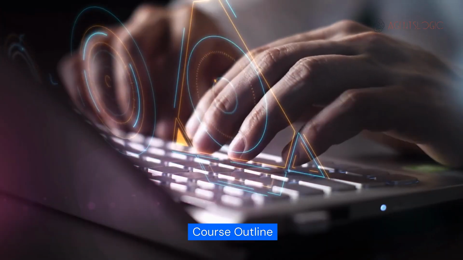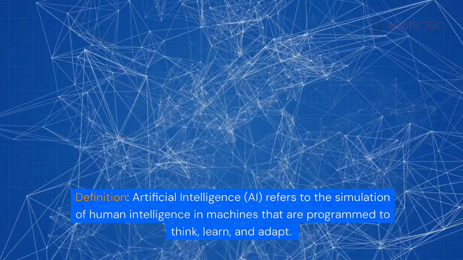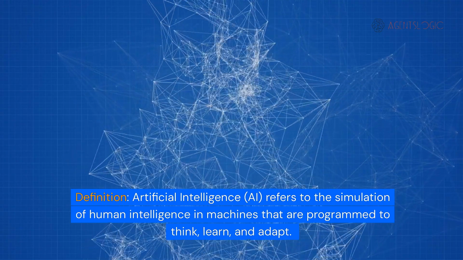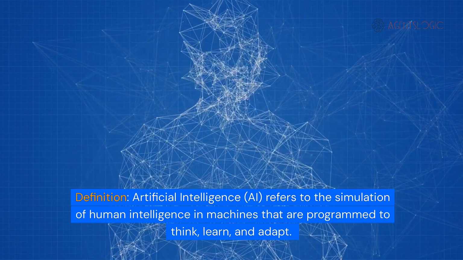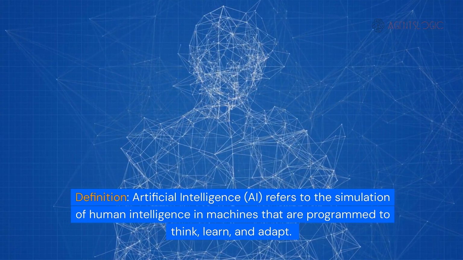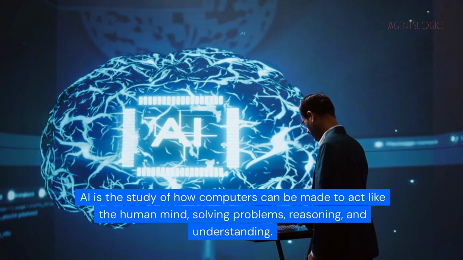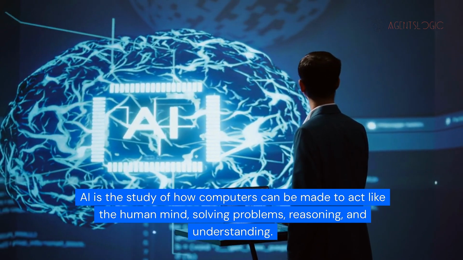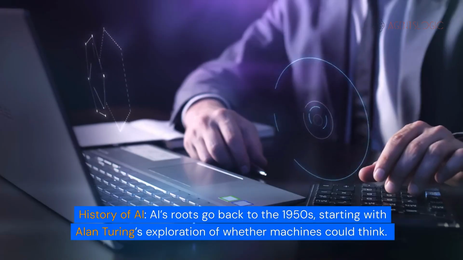Course outline. 1. What is AI? Definition. Artificial intelligence, AI, refers to the simulation of human intelligence in machines that are programmed to think, learn, and adapt. AI is the study of how computers can be made to act like the human mind, solving problems, reasoning, and understanding.